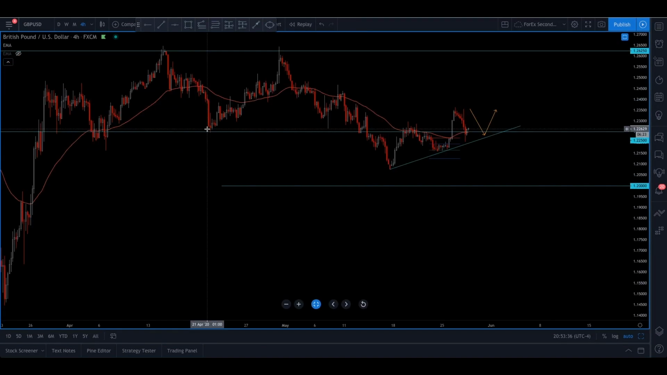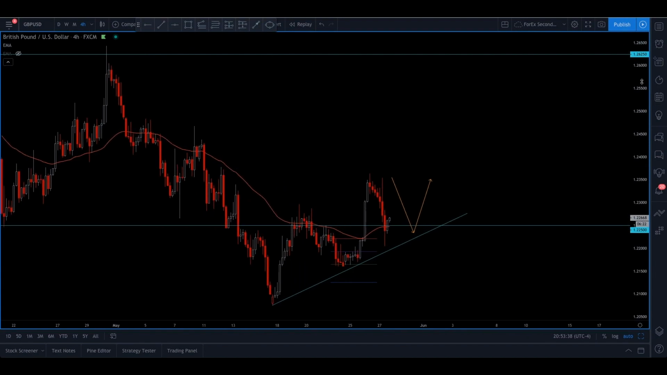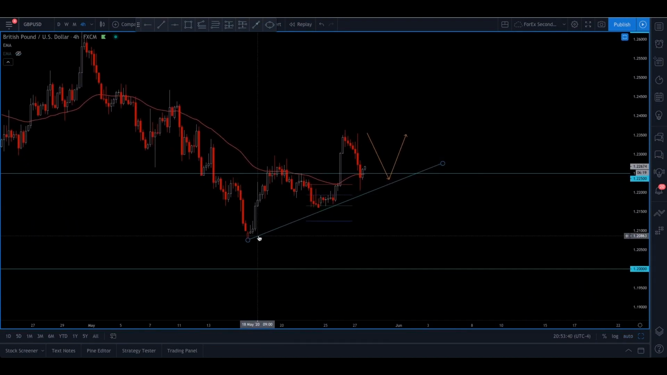If I look at the 4-hour chart over here, it does kind of look bullish. When I have this low to the high, I put the fib over here. We have 0.618 Fibonacci being respected.